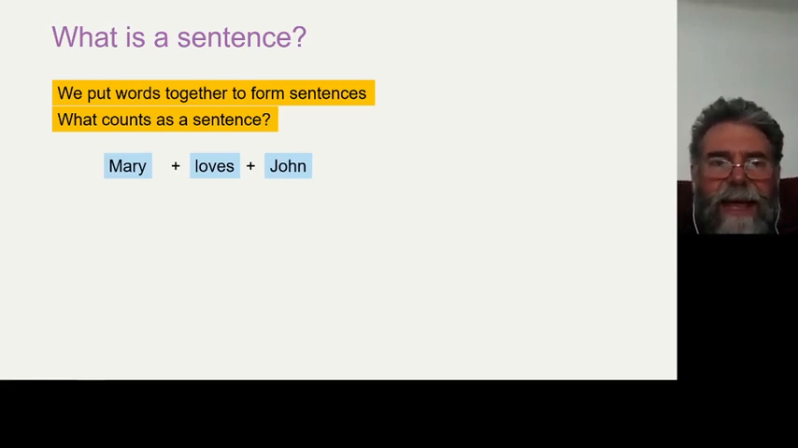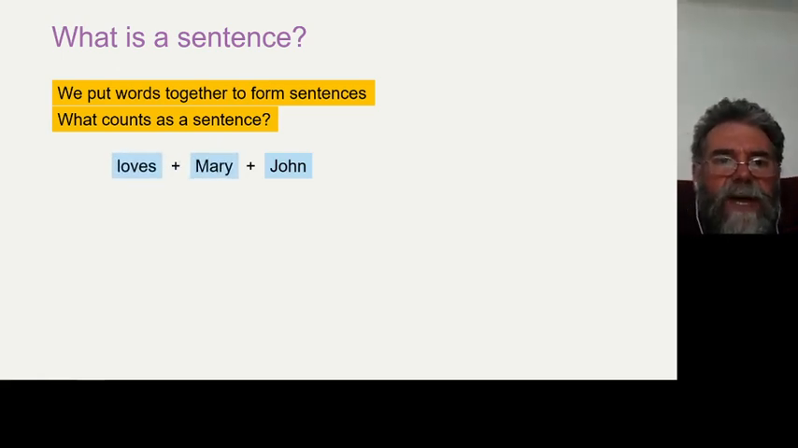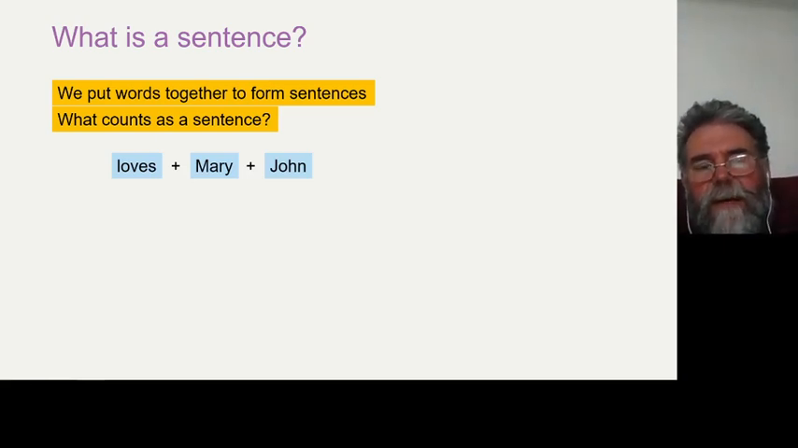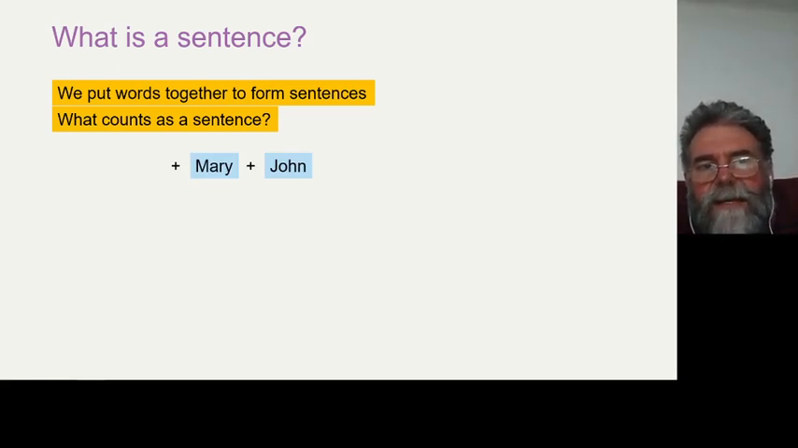But it's not just any order that you can put words in to form sentences. So, for example, you wouldn't be able to change the order to get loves Mary John, which isn't a sentence. Moreover, you have to have the right number of words in a sentence, so you can't miss things out and get something that constitutes a sentence. So, loves John isn't a full sentence, and certainly Mary John isn't a sentence. So what we can see then is that sentences have to have the right number of words put together in the right way.